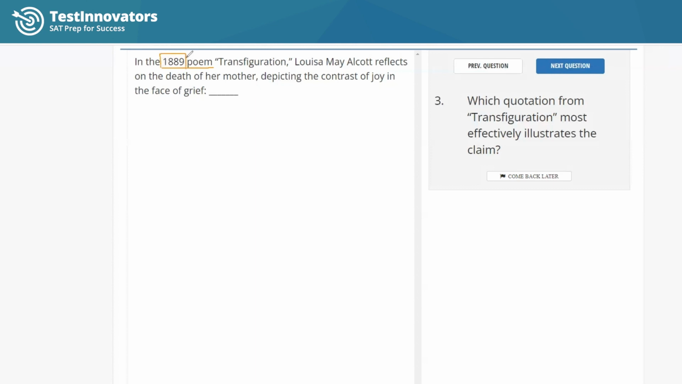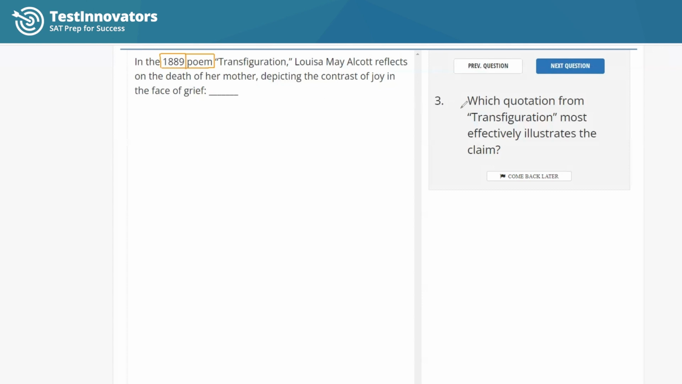1889. This is a poem. Probably not going to be easy, but that's okay. It's going to be hard for everyone else too. What we're going to do is focus on what we know. We're going to look at the words that we do understand and use them to answer the question. We're not going to spend too much time trying to decipher every single part of every single answer choice. We don't need to do that to answer the question, believe it or not. We're just going to focus on what we understand.